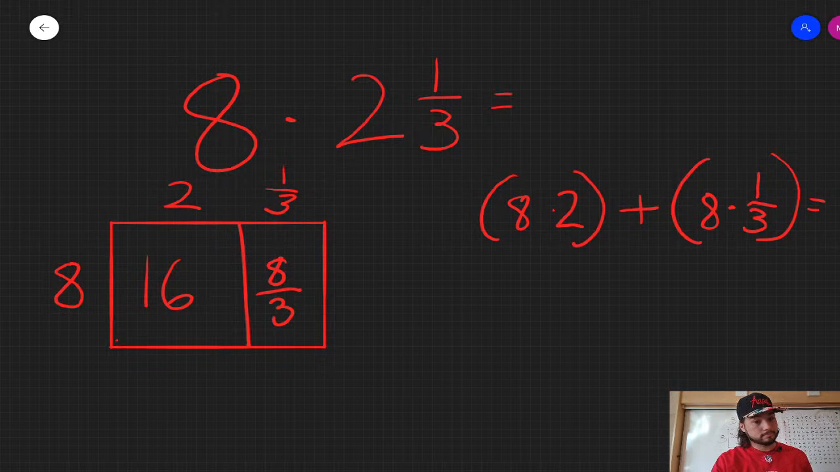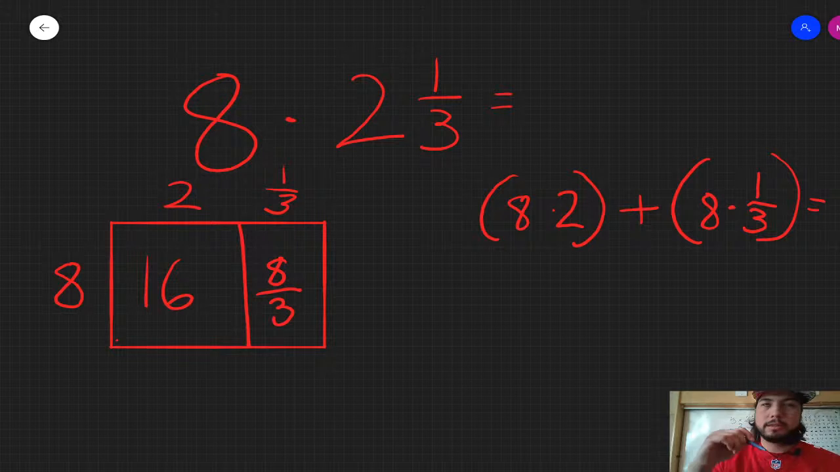Now, you could just write it as 16 8/3. That would be an accurate answer, but let's get rid of that improper fraction if we can, okay? And I happen to think it's easier to do it before adding your partial products together. Some people like doing it at the end.